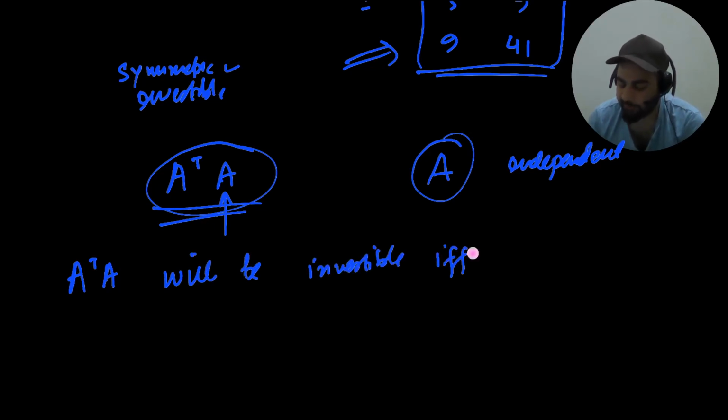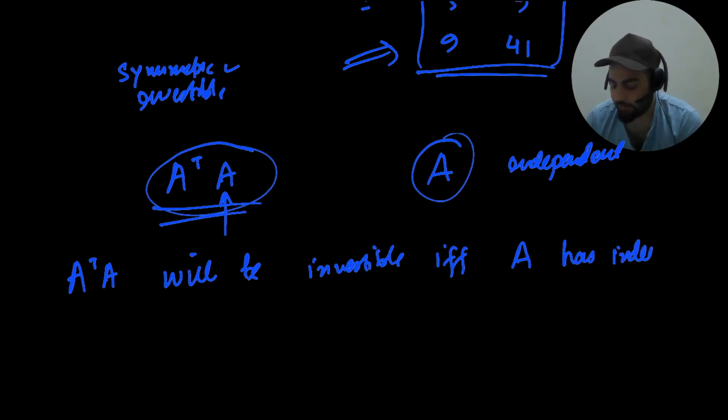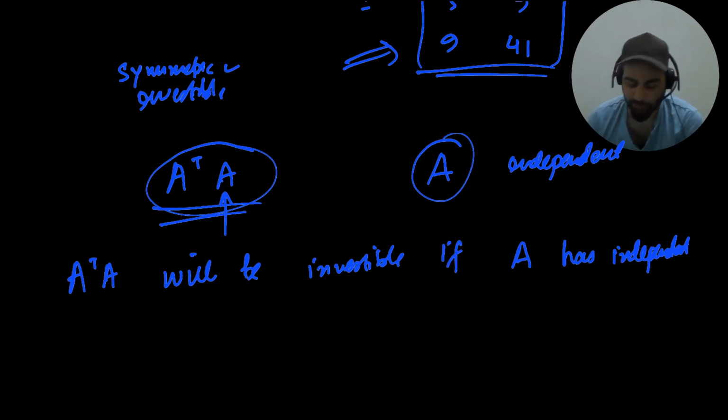if and only if, basically, if you have read about propositional logic. Maybe sometime I'll tell you what the meaning of this is. So if A has independent columns, I'll just write if, not if and only if, because both conditions may not be equal. So A transpose A will be invertible if A has independent columns.